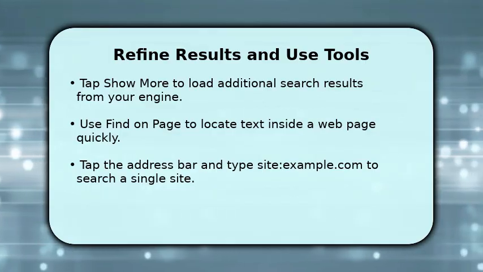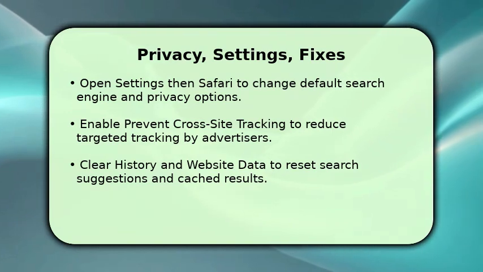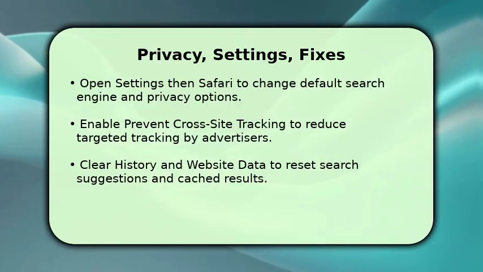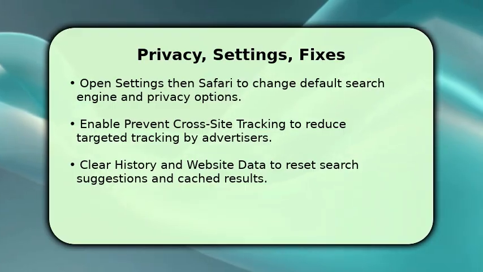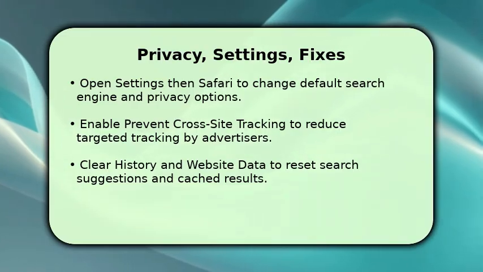Open Settings, then Safari to change your default search engine and privacy options easily. Enable Prevent Cross-Site Tracking to reduce targeted tracking by advertisers across sites. Use Clear History and website data to remove cached pages and reset search suggestions when needed.